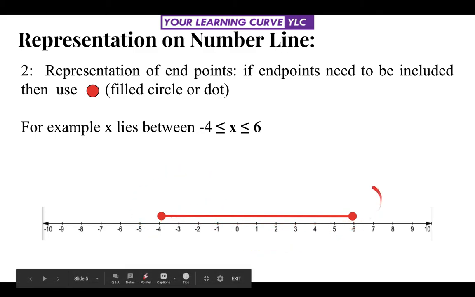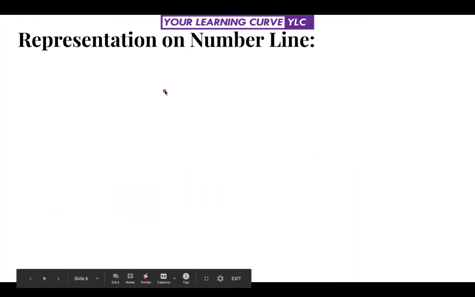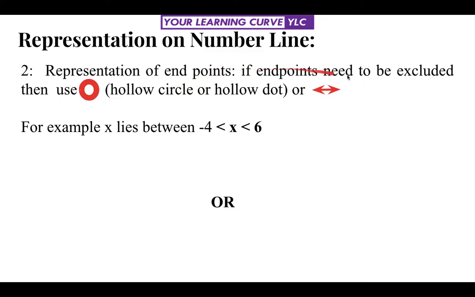This representation represents the inequality x is greater than or equal to -4 and less than or equal to 6, or x belongs to the closed interval -4 to 6. Now the other case is if the endpoints, that is -4 and 6 in this example, are to be excluded, then we use a hollow circle or a hollow dot or arrows to show that this point is not included. X is approaching this number, but it is not equal to this number.